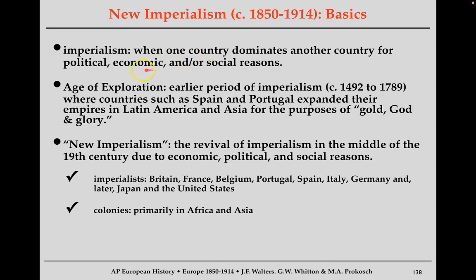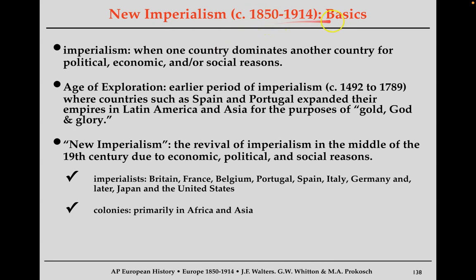For example, if a country economically imperializes another one, they don't have to colonize it, actually send their people over, and take the land. They can just control it economically. They can control trade. They can control the political systems. They can install puppet rulers. Those are all examples of economic and political imperialism. Social imperialism is when you're imposing your beliefs onto another culture. We're going to see plenty of examples of this in this time period.